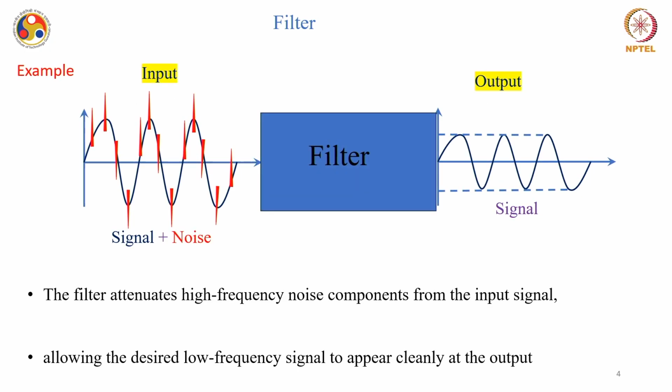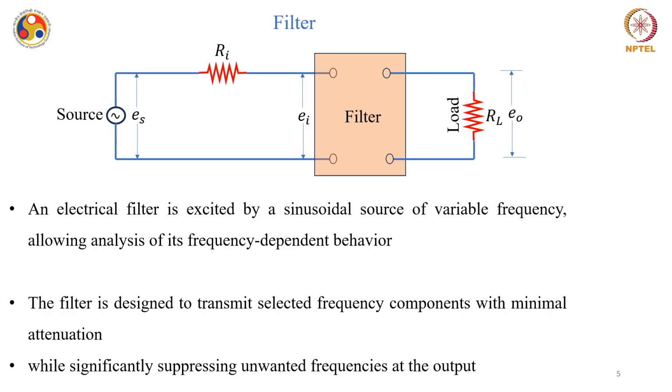So, this is one typical example of how a filter helps in reducing, at least if not removing, noise in a signal. This is an input signal with a certain level of noise, and the filter here is attenuating the high frequency noise component from the input signal and allowing only the desired low frequency signal to appear as a cleaner output. This is a typical two-port diagram for a filter. You can see that there is a source and a load, and this output has to be cleaner in terms of noise and other unwanted signals.